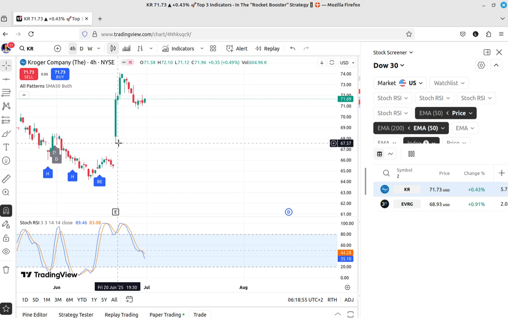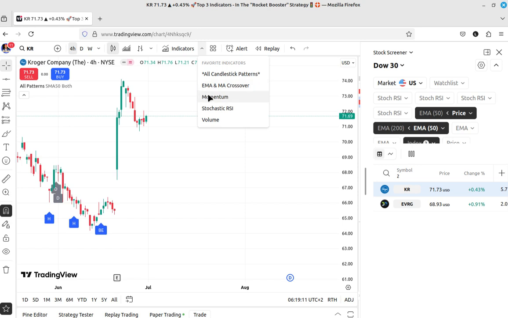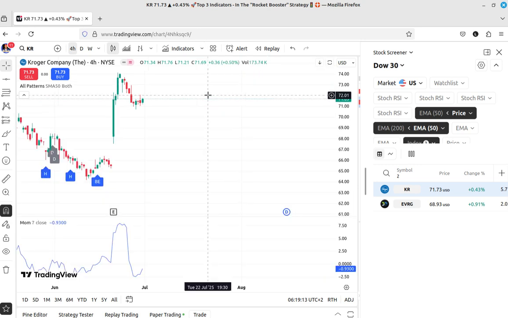After that gap up, the support was consolidated right here. Then we have a mini bullish engulfing pattern right here. We can look at the momentum. For some weird reason, I love momentum.